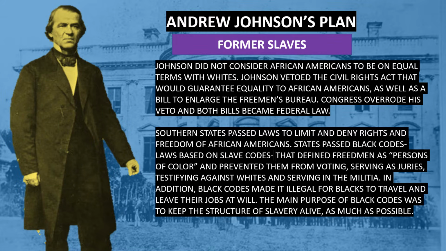Southern states passed laws to limit and deny rights and freedoms of African Americans. States passed black codes, laws based off slave codes that defined freedmen as persons of color, and prevented them from voting, serving as juries, testifying against whites, and serving in the militia. In addition, black codes made it illegal for blacks to travel and leave their jobs at will. The main purpose of black codes was to keep the structure of slavery alive as much as possible.